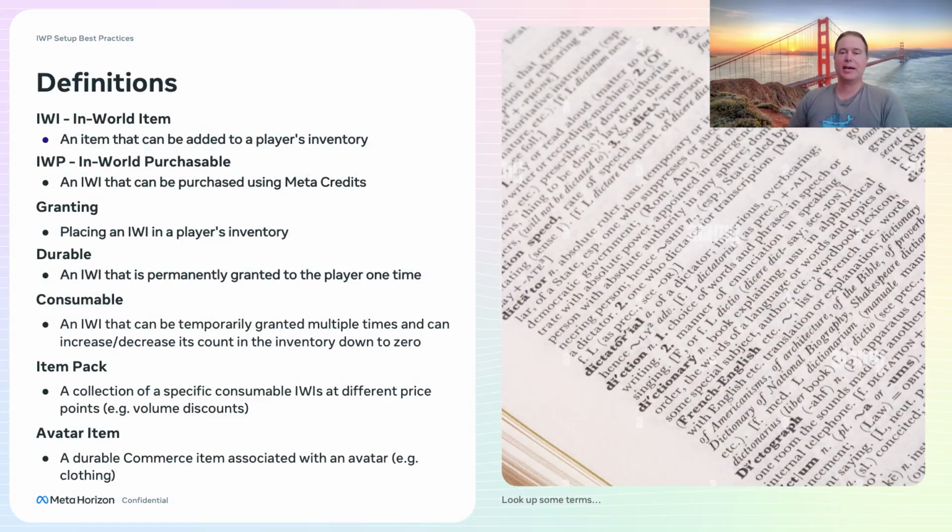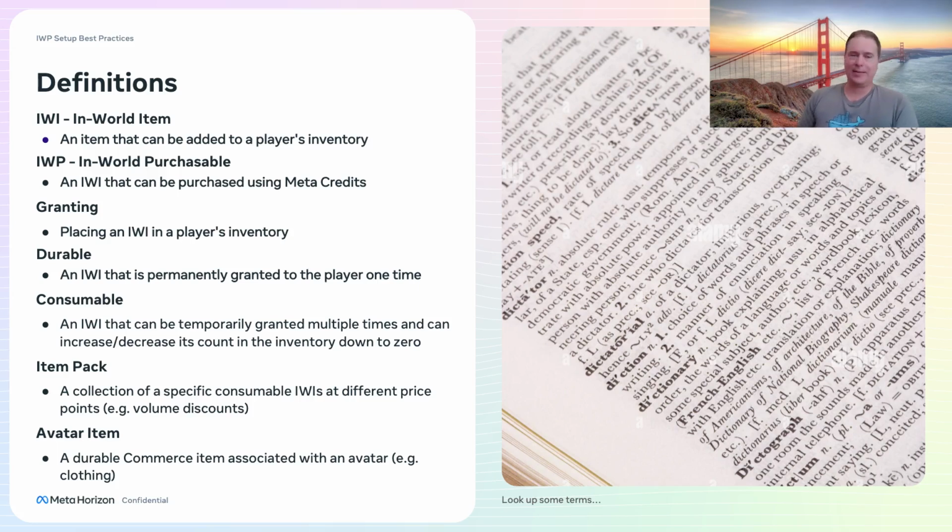All right, so I'm going to dive into some definitions. People mostly say IWP. That stands for in-world purchasable. But there's also this other term that Meta uses in a lot of places, which is an in-world item, or an IWI. It's basically an item that can be added to a player's inventory.